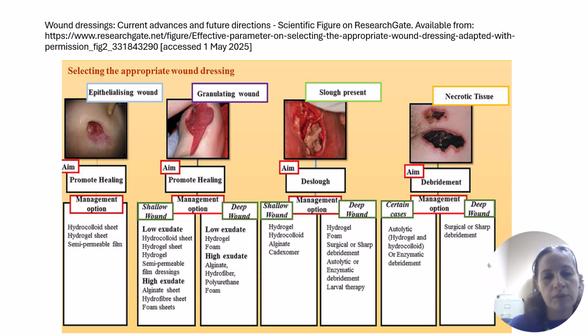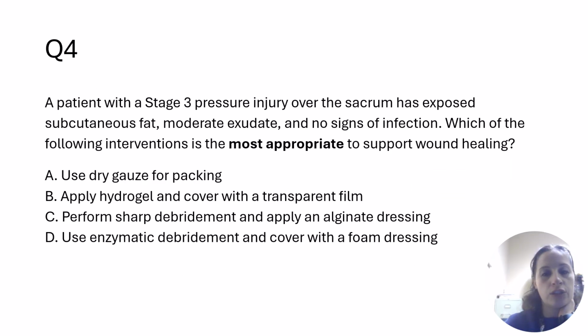typically promote healing. We want to maintain moisture if it's healing on its own, if it's pretty shallow. Once you start having necrotic tissue towards the end there, you can see that we're going more surgical. We don't even just use dressings to let the body heal on its own. We want to cut all that out and then go into the things that could heal it. So that's some options there. Okay, the answer for this one is D. Use enzymatic debridement and cover with a foam dressing.